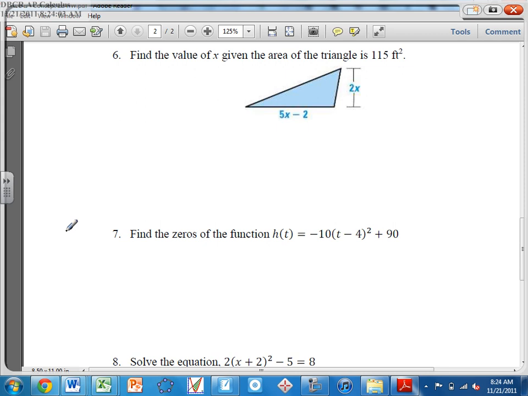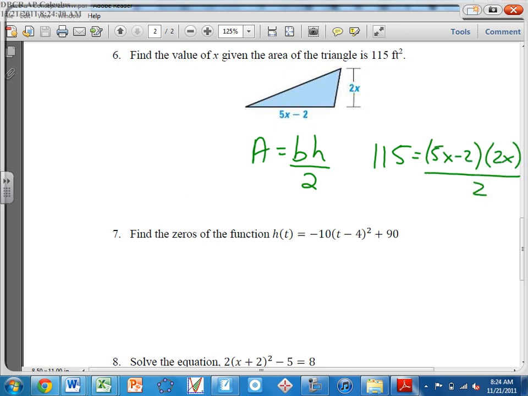Thank you. So here we have area equals base times height over 2, or 1/2 base times height. Now, I know the area. I know the base. I know the height. It's a quadratic because you're going to have to FOIL it out and solve. So here, how do I get rid of something that's dividing by 2? Multiply, or just take the 2 and bring it up over here. Remember, you can always take something in the denominator of one side and bring it up to the numerator of the other side. So what's 2 times 115? 230. Be careful.